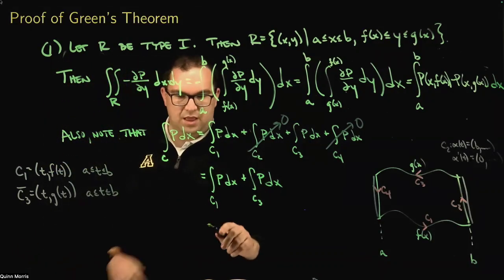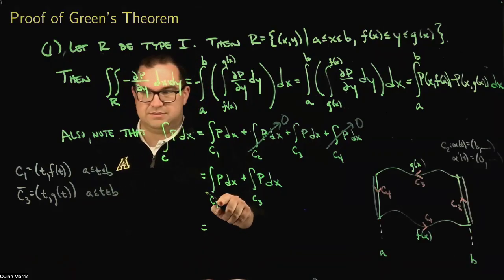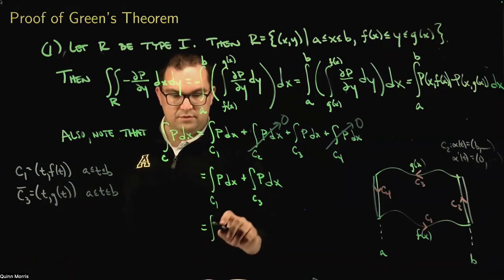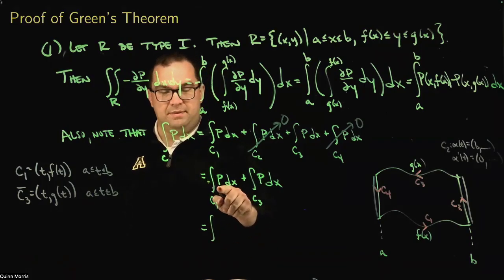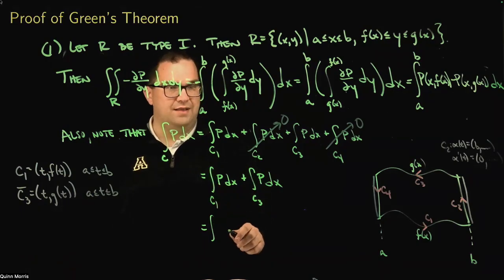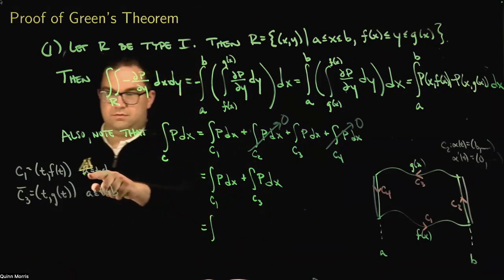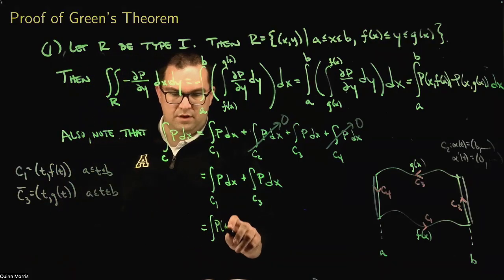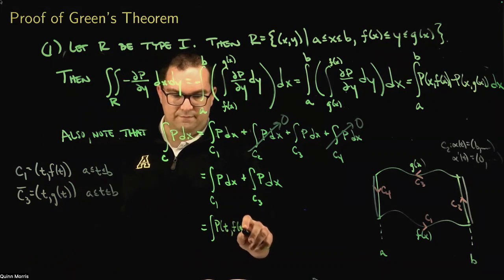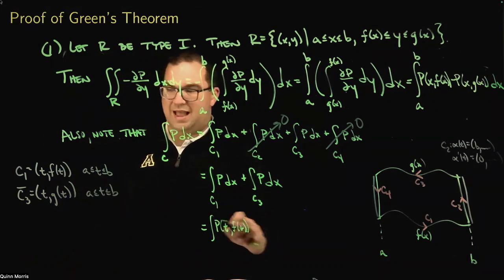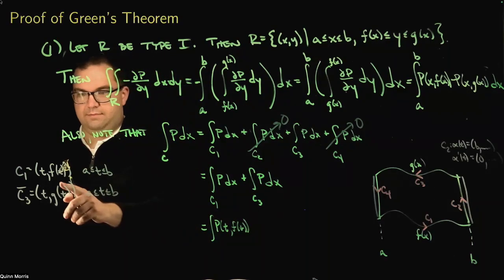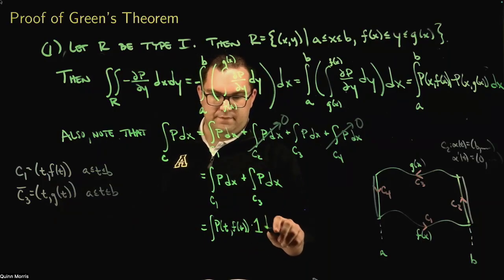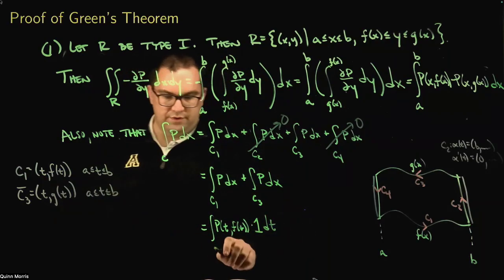And so now each of these line integrals I can evaluate. This simply becomes the integral of P evaluated at alpha of t. So this is P of t comma f of t, times alpha prime of t, but it's just the x component. Well, that's just 1, so times 1 dt, and this is for t values going from a to b.